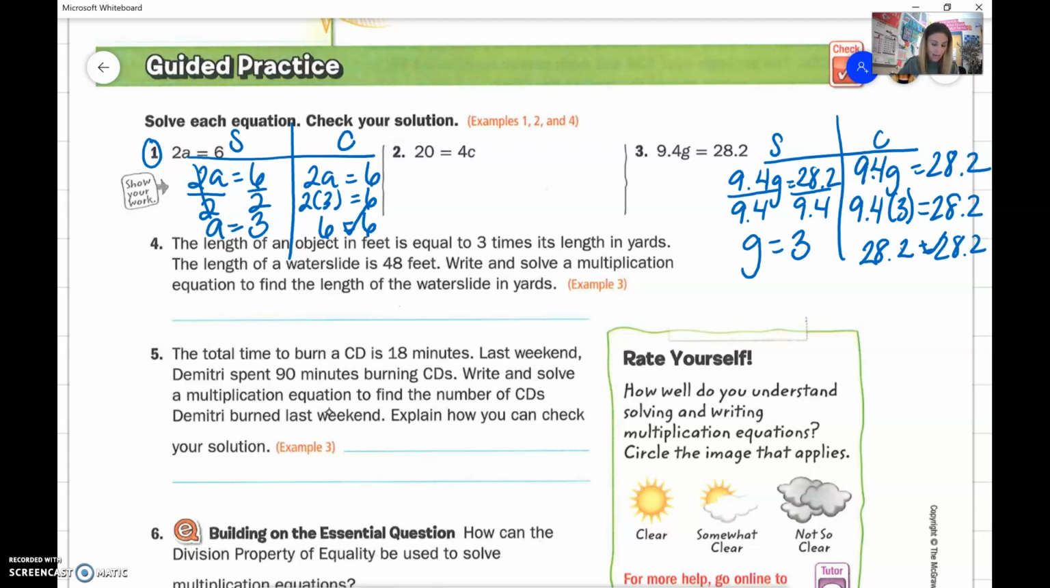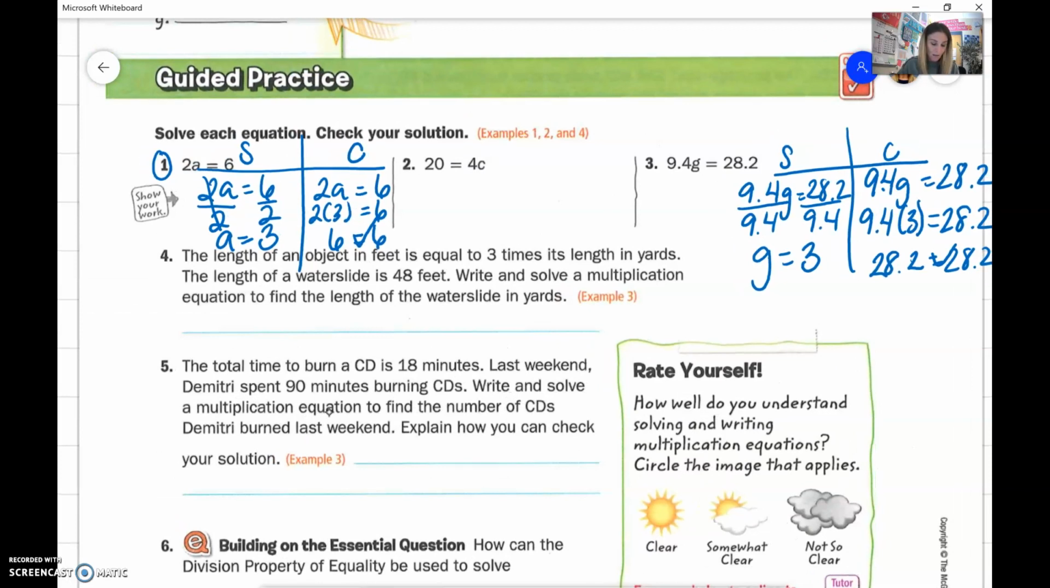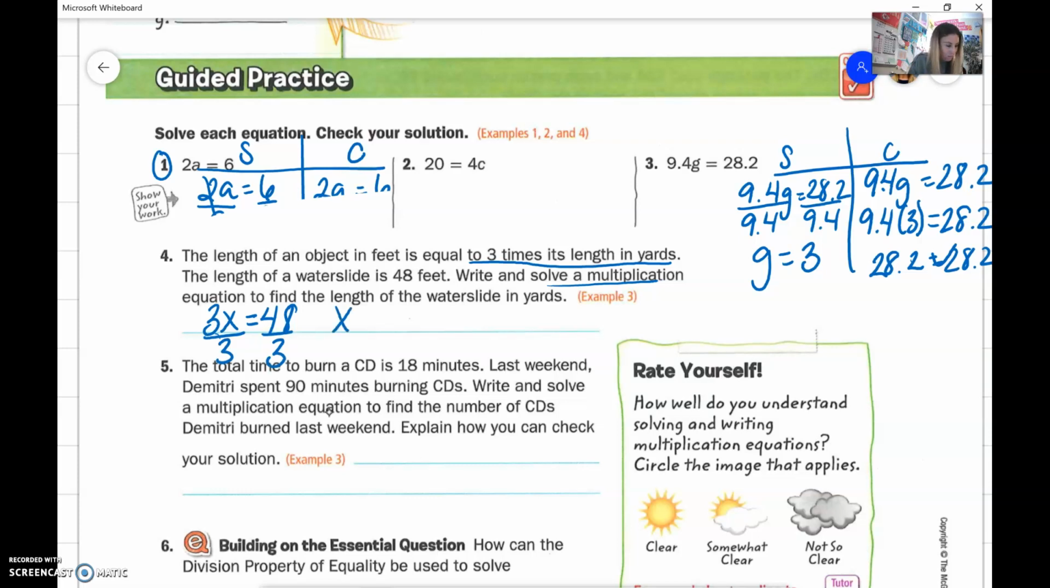All right, let's take a look at number 4. This will be the last one. The length of an object in feet is equal to 3 times the length of it in yards. I just set that up for us, 3 times some number. The length of the water slide is 48 feet. Write and solve a multiplication equation to find the length of the water slide. So no estimating. We're going to find the actual. We're going to divide each side by 3. I kind of ran out of room, I'm sorry. x equals 16 yards because when I take 48 divided by 3, I get 16 yards.